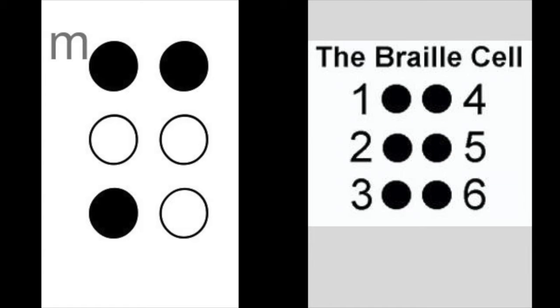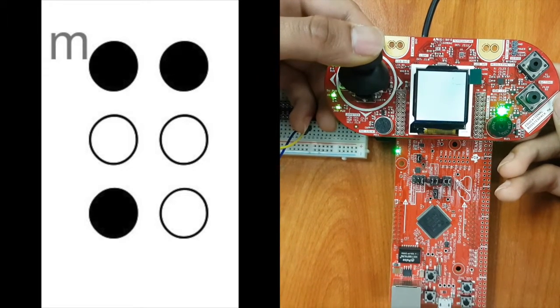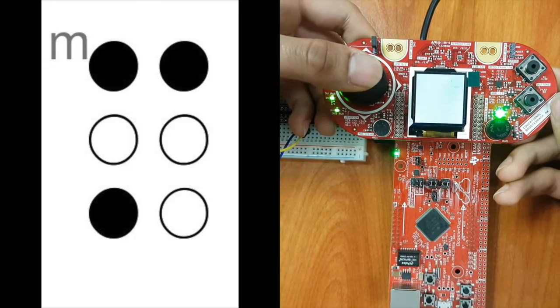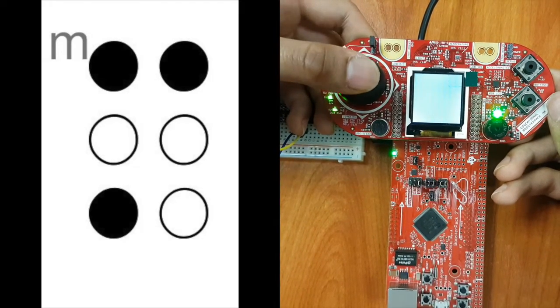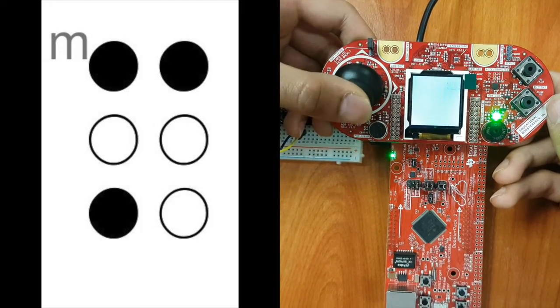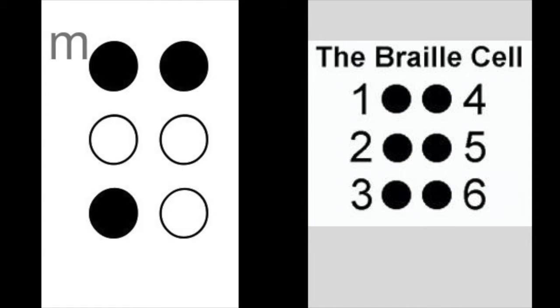So on the right we have a standard Braille cell, and on the left is the letter M in Braille. As you can see, the black dots represent a raised dot and the white dots represent a blank dot. So how our device would work is we would pull our joystick up to represent 1 in our code, which means a raised dot, and joystick down to represent 0, which means a blank dot. So in this case for M, we'll be pulling the joystick up and then down, up, and then down twice.